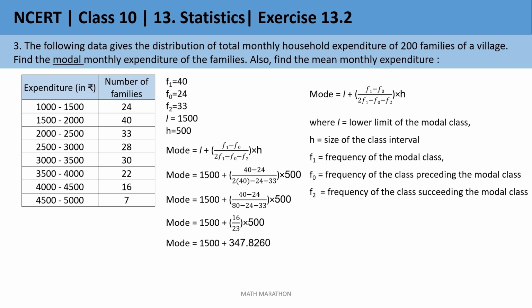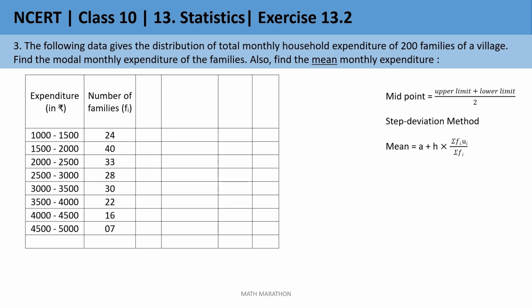Mode is equal to 1500 plus 347.8260. Mode is equal to 1847.8260. Mode is equal to 1847.83 rupees. Now, let us calculate mean.